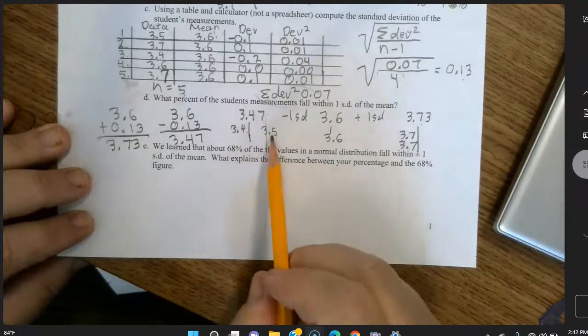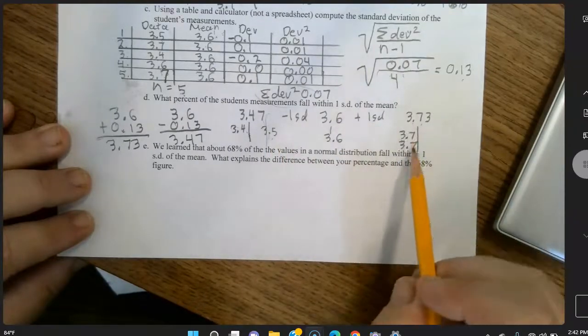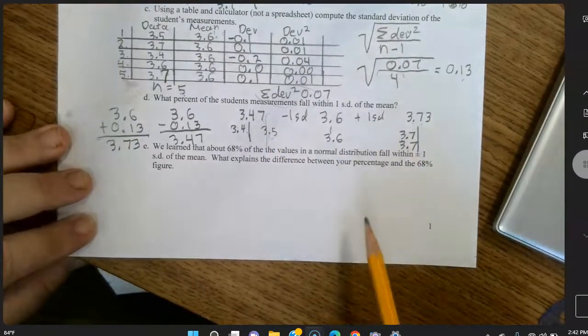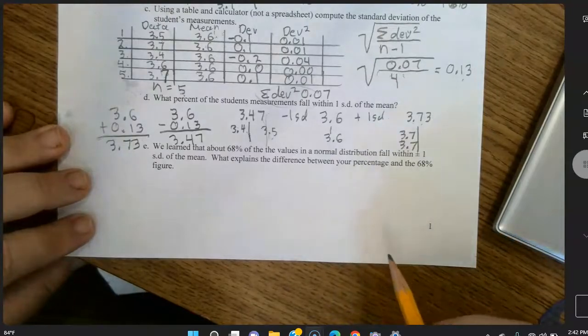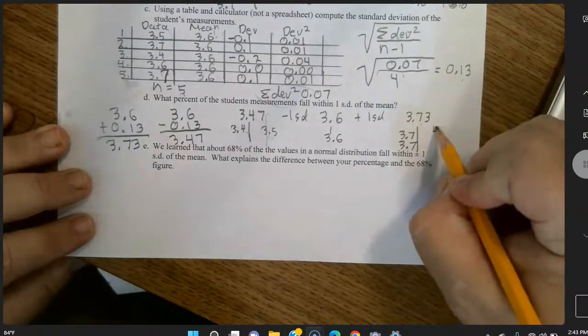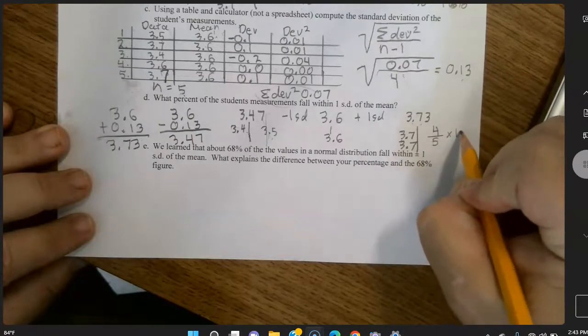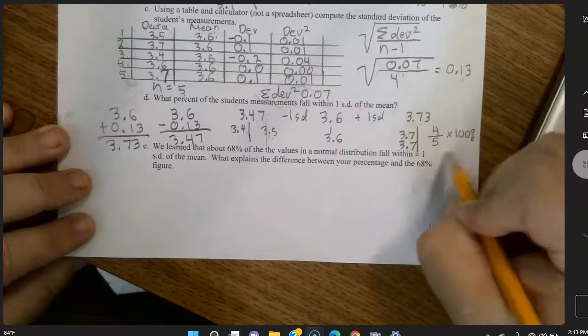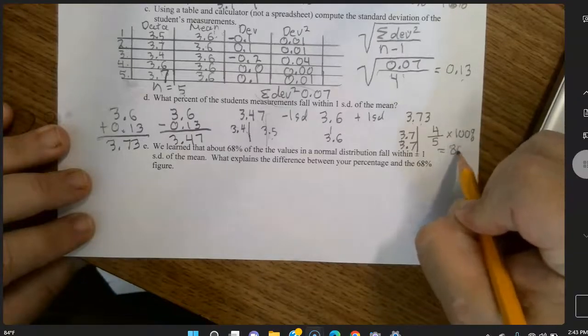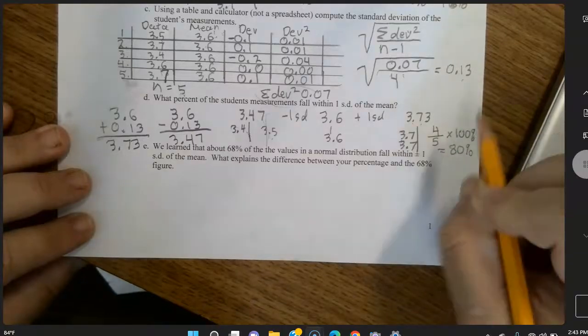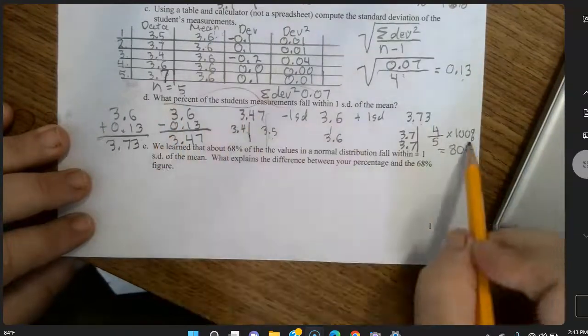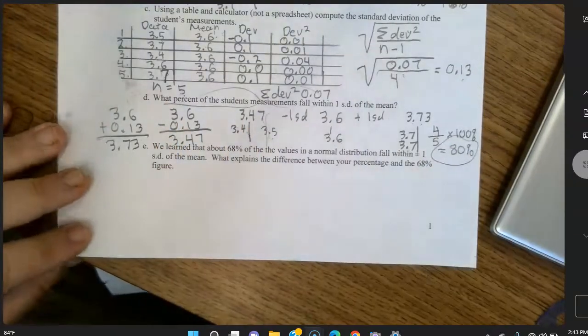So of our 5 values, 1, 2, 3, 4 fell within plus or minus 1 standard deviation. So 4 out of 5. If you do a little division problem, 4 divided by 5 times 100%, that equals 80%. So that's the percent of students that fall within plus or minus 1 standard deviation.